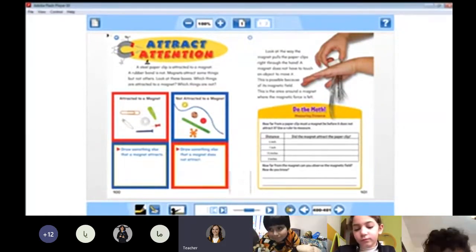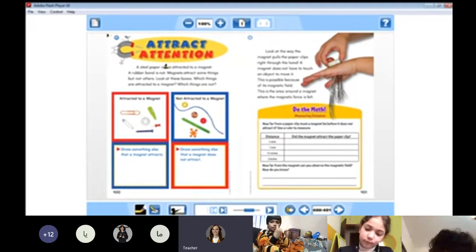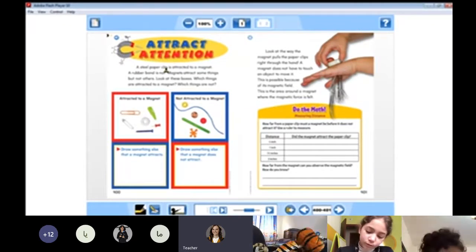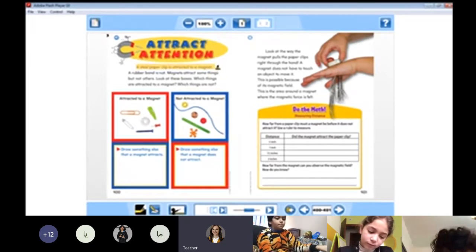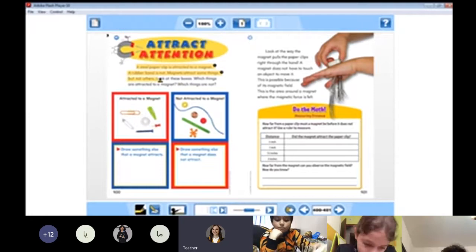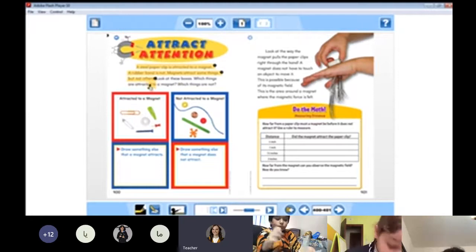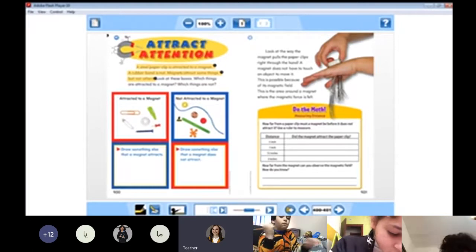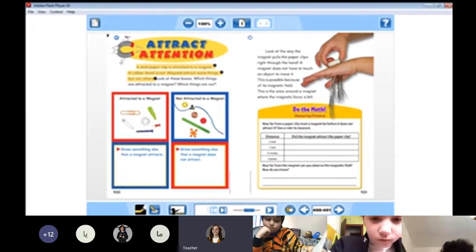So, a steel paper clip is attracted to a magnet. A rubber band is not. So magnets attract some things, but not others. So not everything is attracted to a magnet. Only the things that are made of iron or steel. In these boxes, you can see things that are attracted to a magnet and things that are not attracted to a magnet.